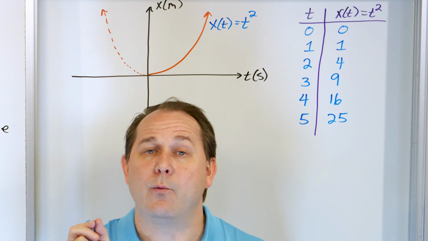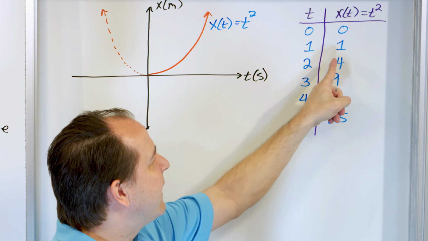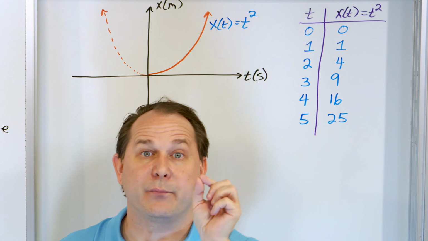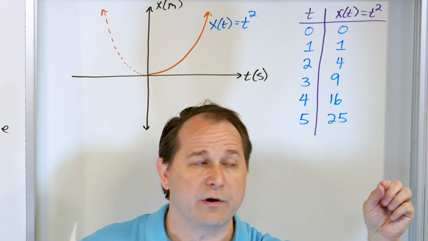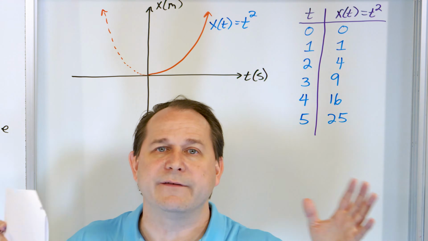I'm at 0. At 1 second, where am I? Well, I'm 1 meter away. At 2 seconds, I'm now 4 meters away. At 3 seconds, I'm now 9 meters away from the origin. At 4 seconds, I'm now 16 meters away from the origin. And I write all this down.